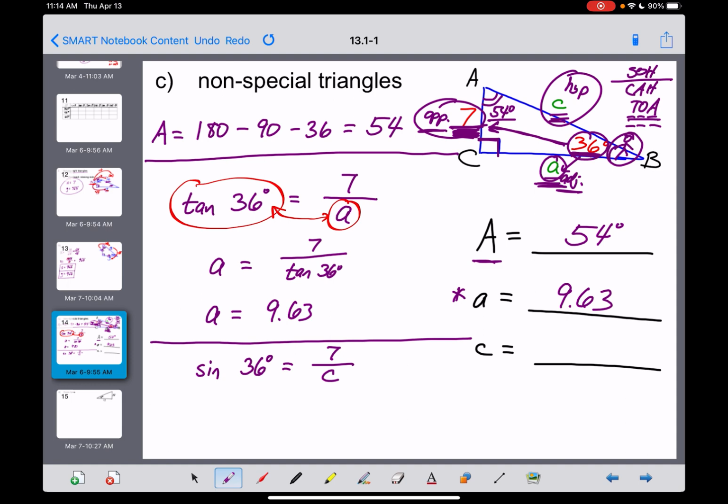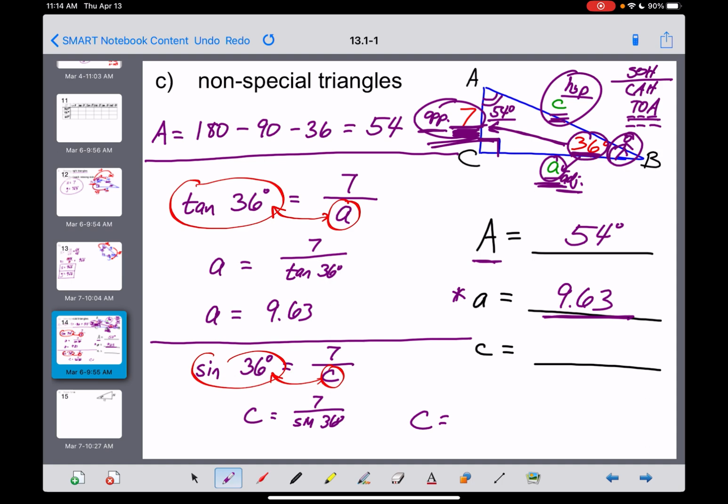Now, just like the last problem, the variable ended up on the bottom of a fraction. So I'm going to switch the bottom right and the top left. And we're going to get C is equal to 7 divided by the sine of 36 degrees. So let me type that into my calculator. But while we're doing that, guys, let's think long and hard. How big should C be? What I'm hoping you recognize is C is the hypotenuse of this triangle. It has to be the longest side. It's got to be longer than 7, but it also needs to be longer than the 9.63 that we came up with for A. If it isn't bigger than both of those numbers, we know we've done something wrong.